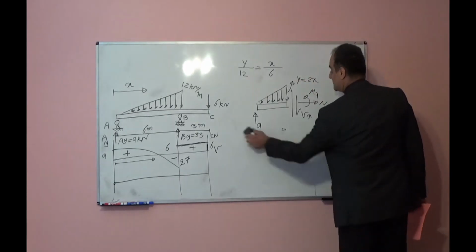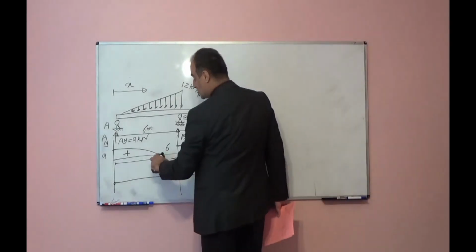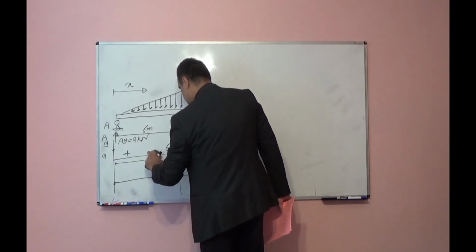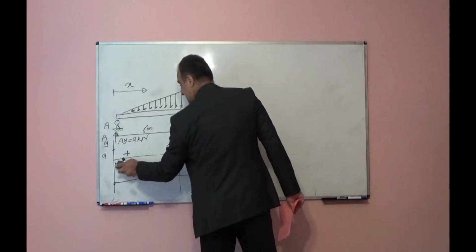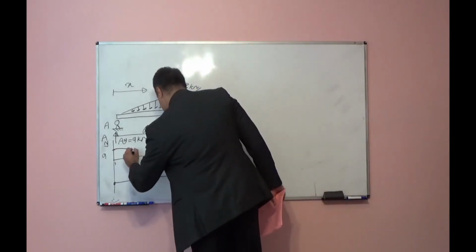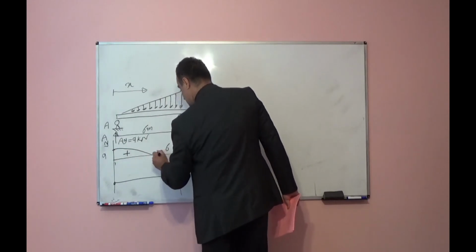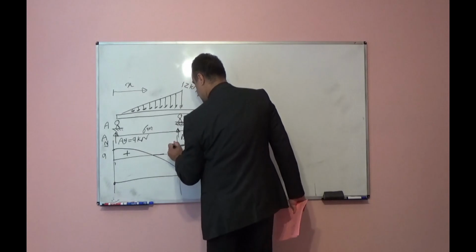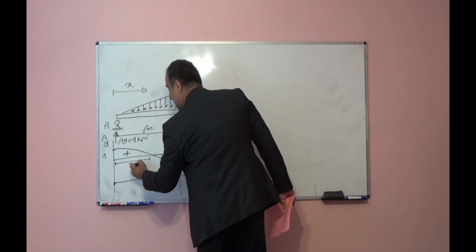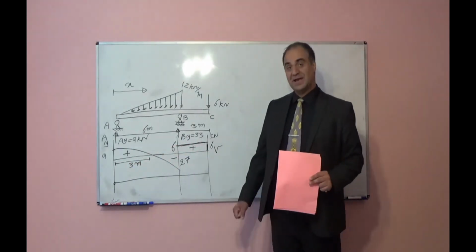So if I draw this precisely, this 0 point should be at middle. Let's correct that. So it should be something like this. This is 6. So from here to here it is 3 meters. So at shear equal to 0, bending moment should be maximum.